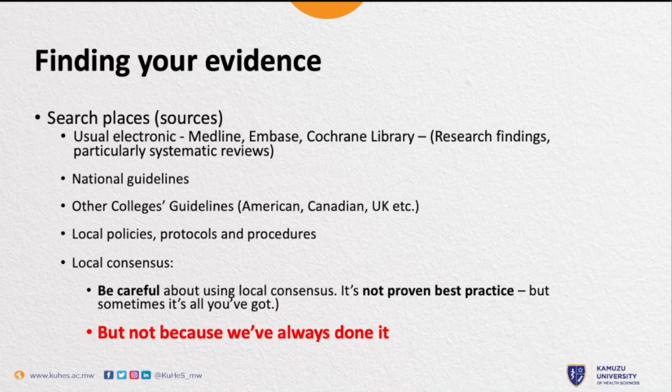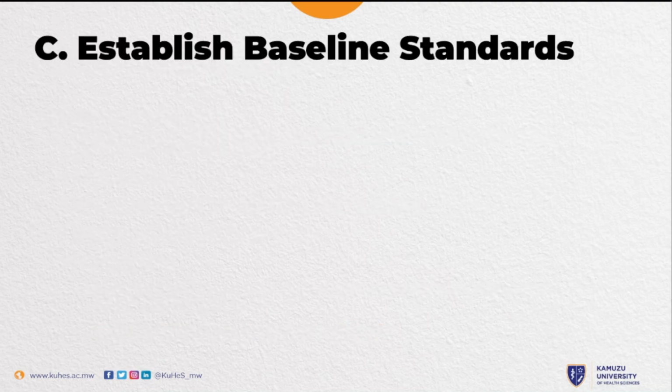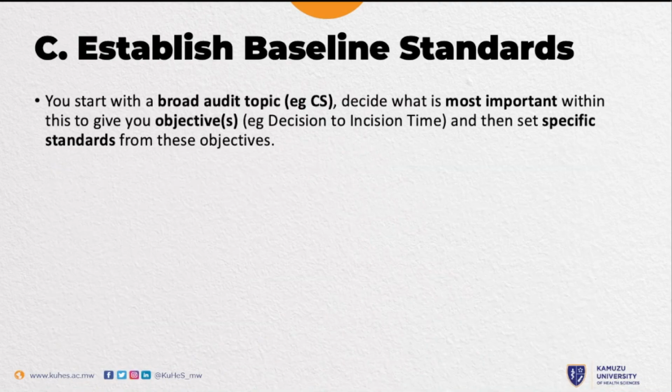You don't select also something because that's the way we are doing it. No. That is not the way of looking for evidence. So you have now the evidence, you've checked your standard, your guideline on that topic. So now establish the baseline. What is the baseline that we are going to follow for that? So for the baseline, use a broad topic, like there I said, use C-section.